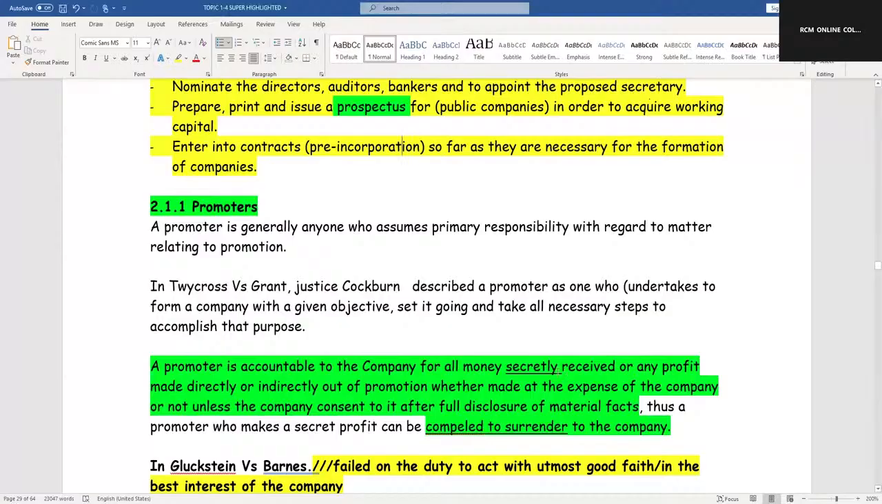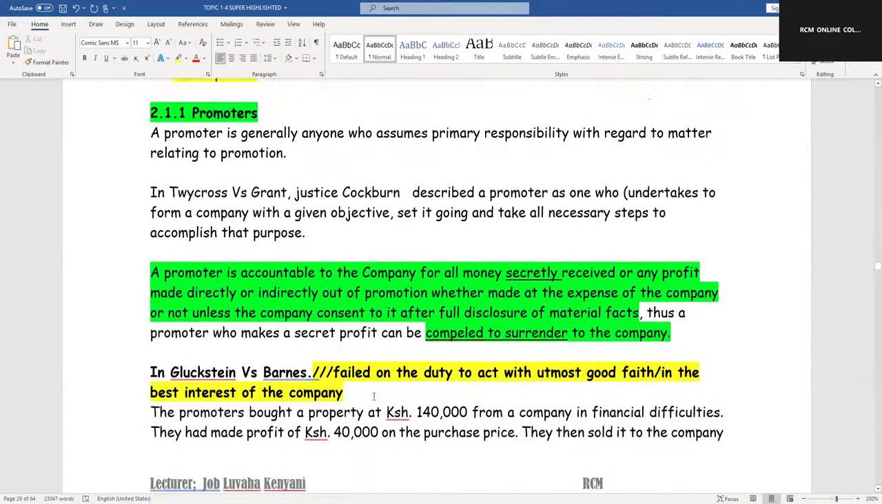A promoter who makes a secret profit without revealing it will be compelled to surrender those profits to the company. He would have failed on what we call the duty of utmost good faith. You can see it put here. We call it the duty. So I've already indicated here that he failed on the duty of acting with utmost good faith in the best interest of the company.